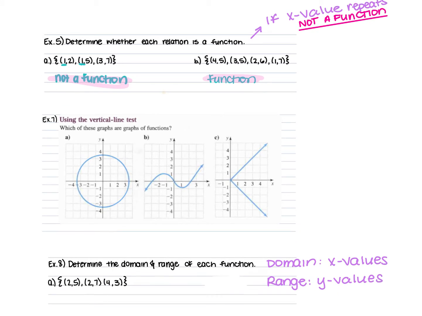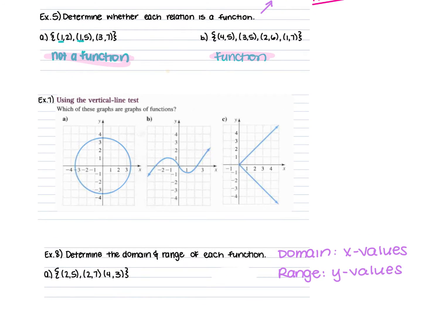For the next part, you're looking at graphs to determine whether or not they are functions. With these, we have something called a vertical line test. You can put that vertical line anywhere on your coordinate plane through what's already drawn and see how many times that vertical line intersects. If it only intersects once, then it is a function. If it intersects more than once, then it's not a function.